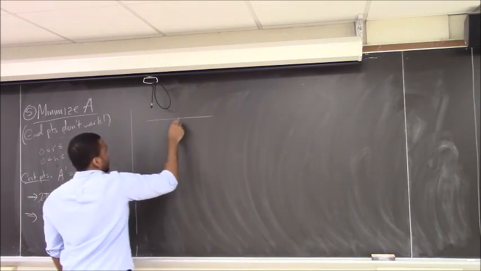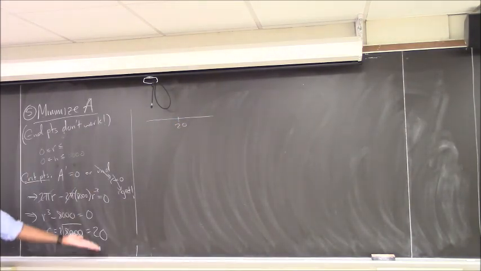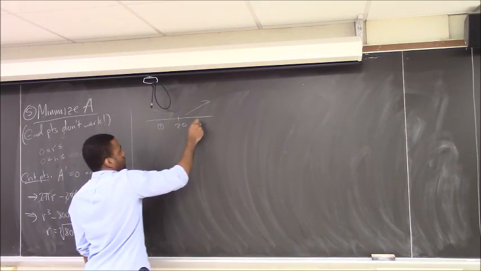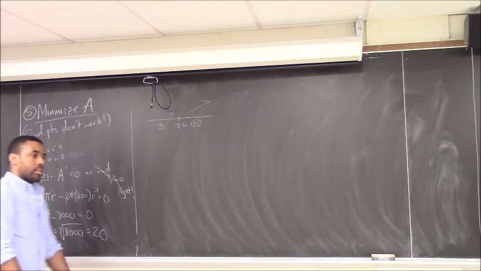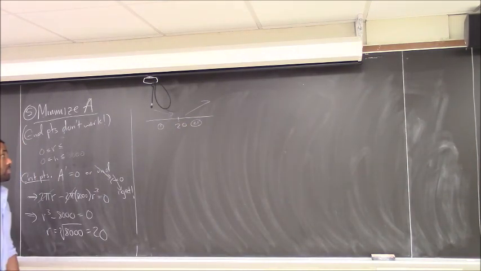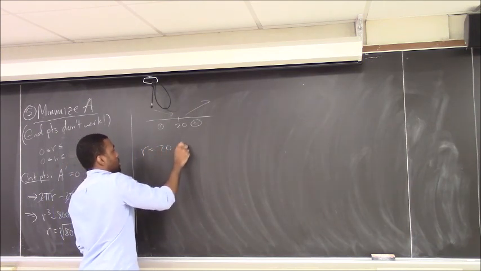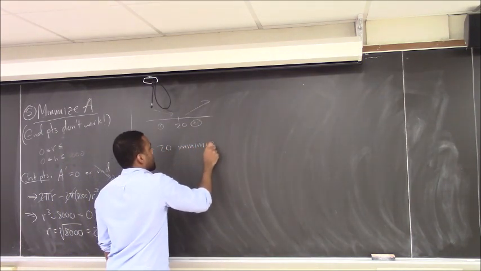Again, you can test that, but it's the only possible answer. That has to be the one. You realize that if I plug in 1 or if I plug in 21, I get that. And so r equals 20 minimizes.